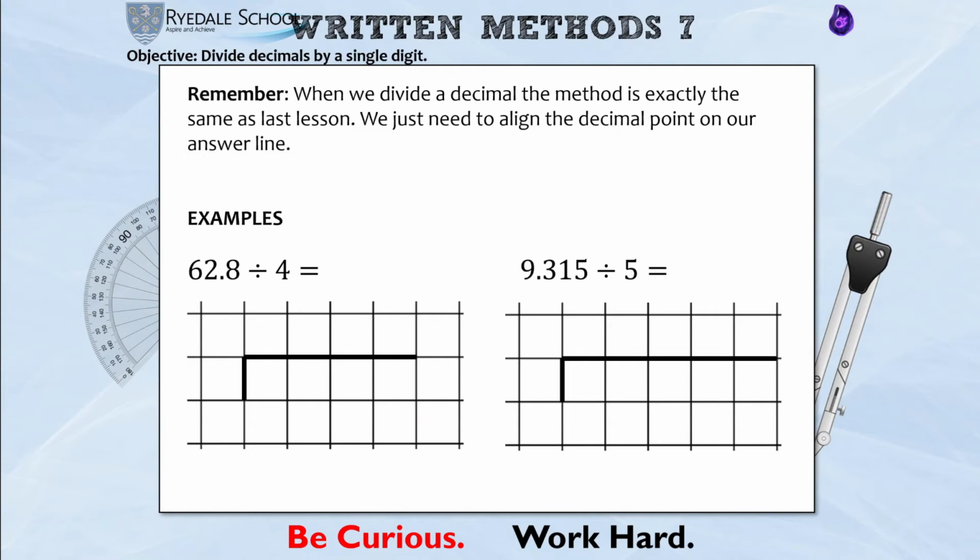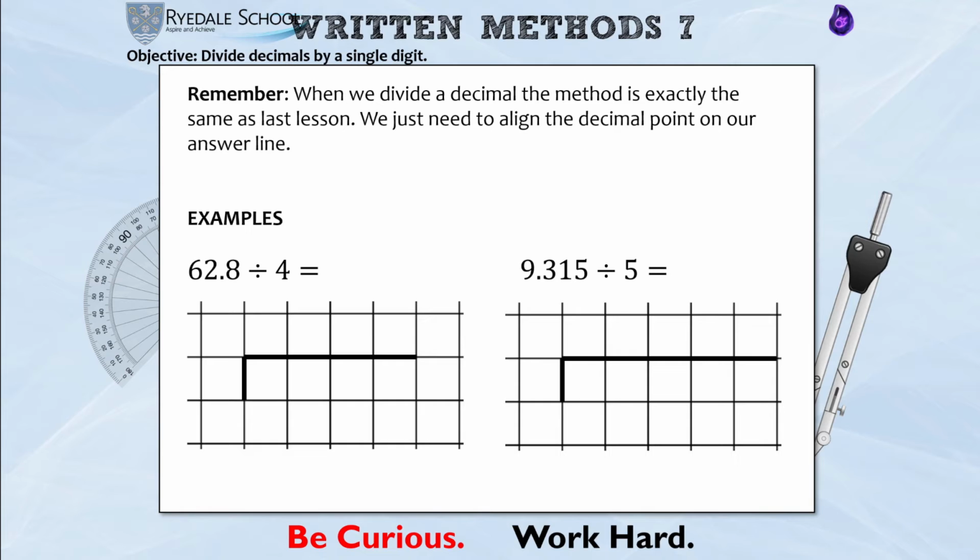So I hope you've been able to print out a sheet for today's lesson, but if you've not been able to, do not worry about that. Do remember to write down the title, which is Written Method 7, a date, and our objective for today, which is divide decimals by a single digit. Now, the great thing about dividing decimals by a single digit is the method is going to be no different from what we have already done. So let's take a look at a series of examples and see how we set these ones up today.